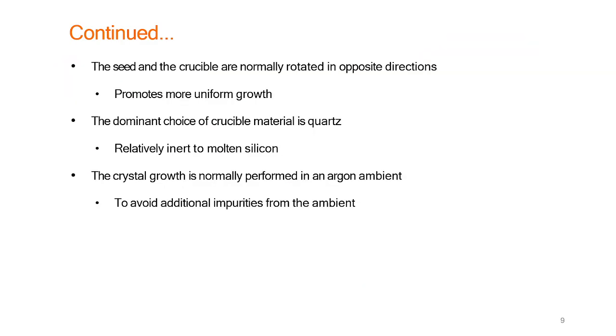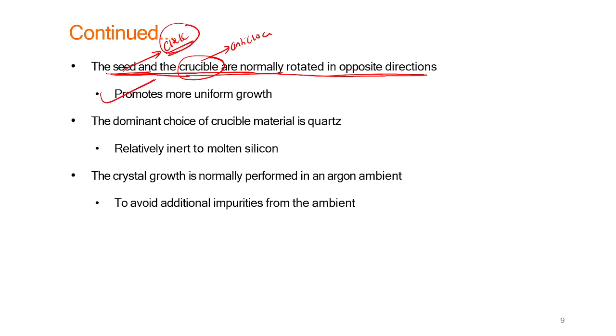As I told you, the seed and crucible are normally rotated in opposite directions. If the seed rotating shaft is rotated in the clockwise direction, the crucible should be rotated in the anti-clockwise direction. Both should be rotated in opposite directions, so this promotes uniform growth.